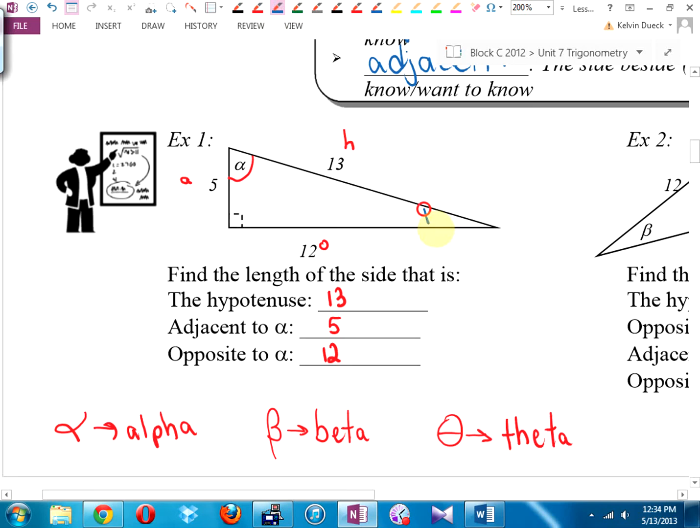What if instead I told you that this angle here was our frame of reference? 13 is still the hypotenuse, but which one is opposite to the blue angle? 5. Which one is adjacent? 12. So adjacent and opposite, it depends. I need to know which angle we're talking about. Hypotenuse always stays the same. We'll never use this one as our frame of reference because then the hypotenuse and the opposite would be the same, and that's confusing. We'll never use the 90. It's always going to be one of the smaller angles.